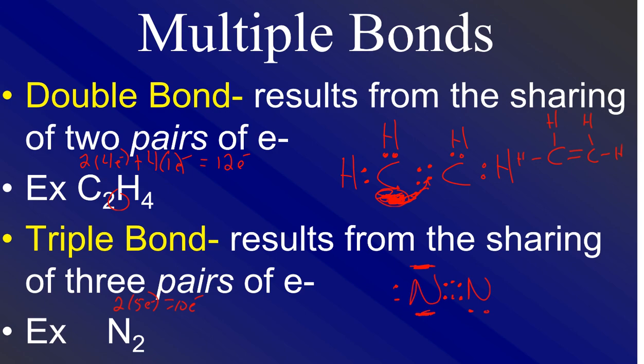All right, how do you know when you need a triple bond? When you are 4 valence electrons short. Okay, so that concludes our lesson on Lewis structures.